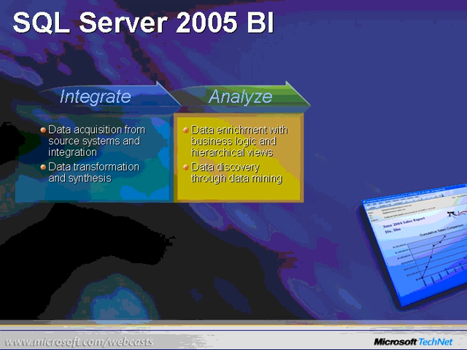The second part of business intelligence is analyzing that data. Analysis Services allows you to take your data in your database and enrich that data with business logic, hierarchical views, and the ability to specify parcels of information and discover data and data patterns using data mining components.